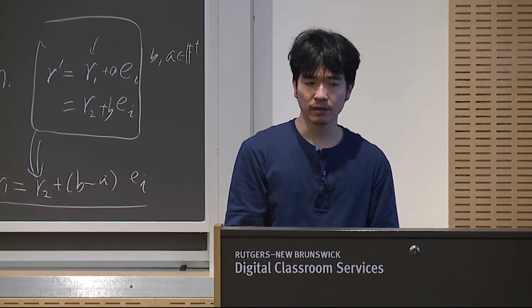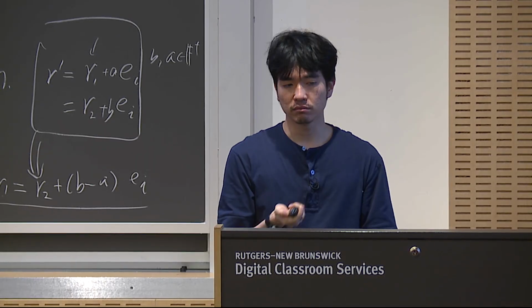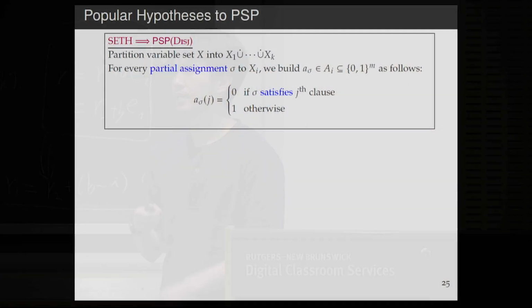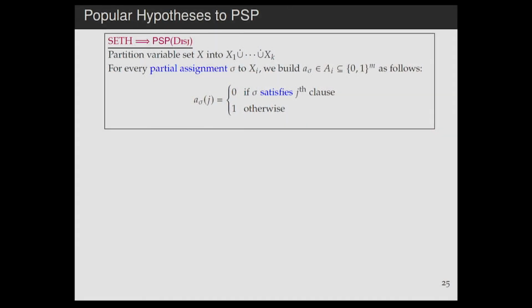Okay, so let me quickly show you how to state a standard hypothesis in terms of this product space problem. For SETH, it's actually the same as the reduction to orthogonal vectors, if you have seen it. The way you do it is you partition the set of variables into K sets. And you create one set per partition. And for each set, you look at all the partial assignments to the set of variables xi.